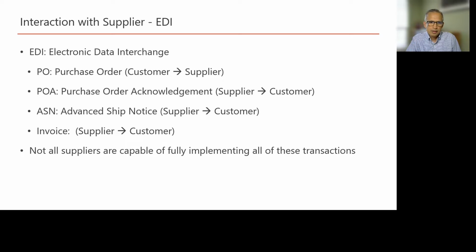And number 3, the advantage of computer-to-computer exchange is enhanced visibility. The POAs and the ASNs tell us that one, the PO has reached the supplier, and second, when the supplier expects to ship the product, and with an ASN, the actual ship date and the quantities. All of this makes planning the next steps easier.